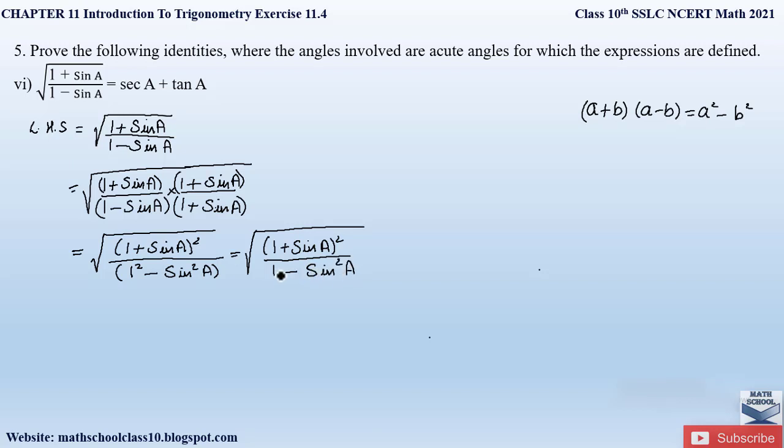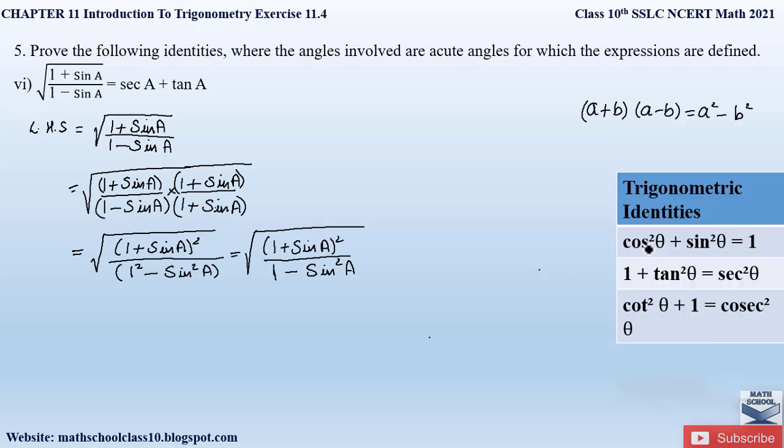Now you can observe that 1 minus sin square is nothing but one of our identities. By using the first identity, cos square theta plus sin square theta equal to 1, when we send sin square theta to the right hand side, we get cos square theta is equal to 1 minus sin square theta. So here we can substitute the value of 1 minus sin square a as cos square a by using this identity. So we can write down square root of 1 plus sin a the whole square.